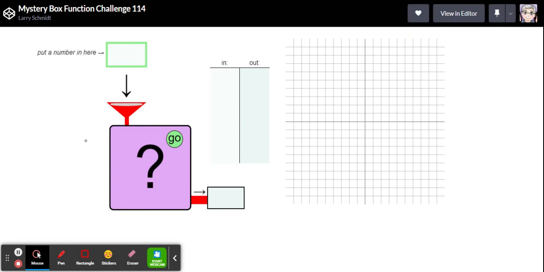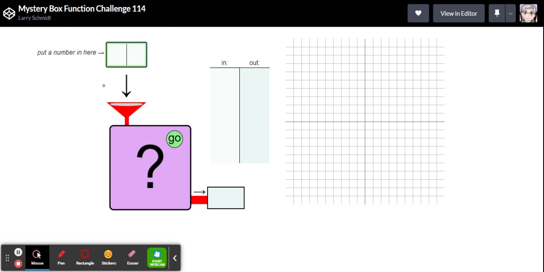Hello everybody and welcome to another Mystery Box Function Challenge. In this purple box there is some mystery math and your job is to figure out what it is. You can do that by going to the link in the description and trying this out. When you think you've got an answer, come on back and see if we get the same thing.